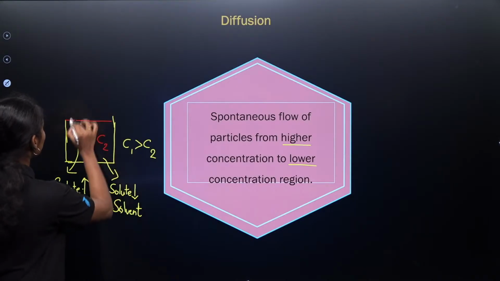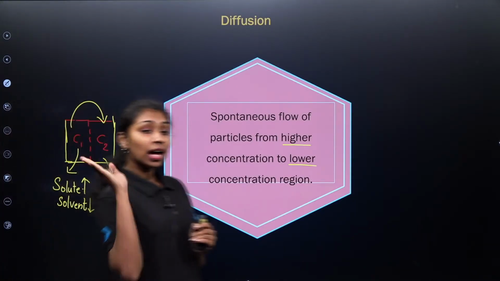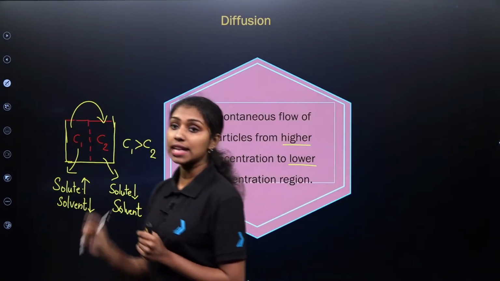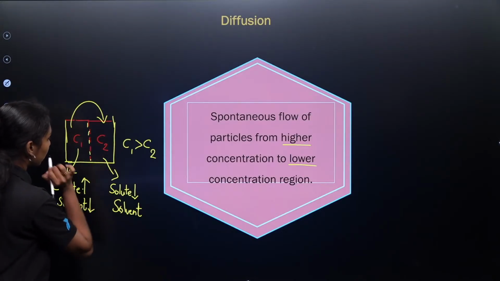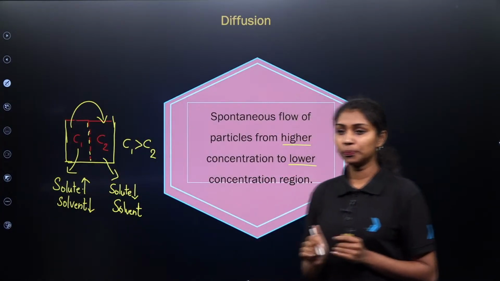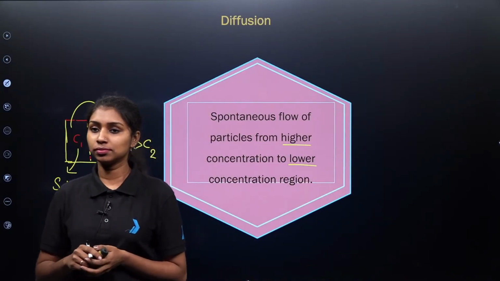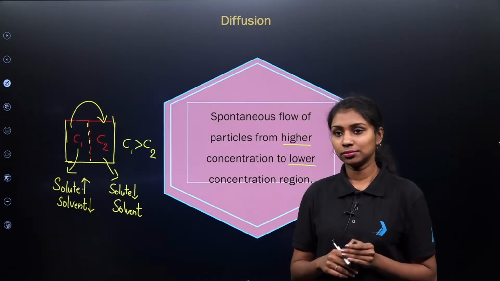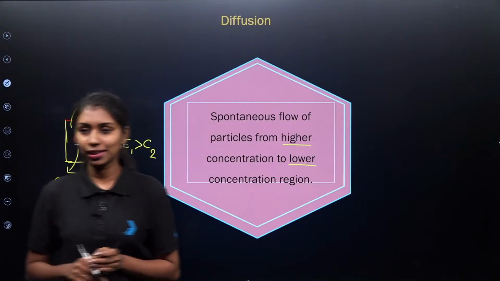Obviously, it will move from C1 to C2. That is the spontaneous flow of particles from high concentration to lower concentration. Such a process is known as diffusion through a membrane. This is our membrane given here. I hope you understand the process of diffusion. Clear? Just let me know in the comments.